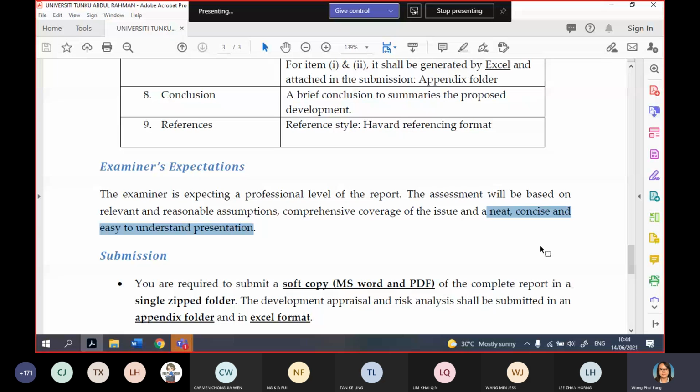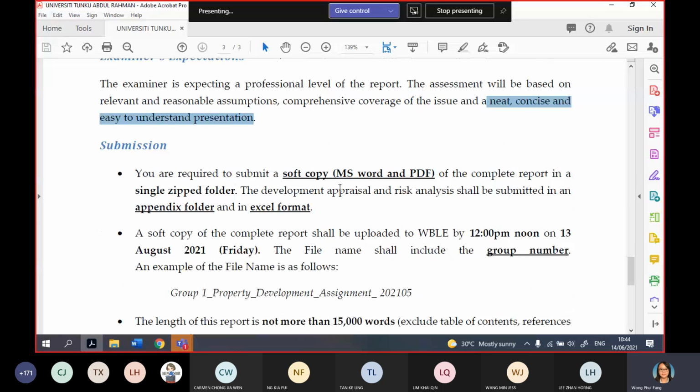You will score very low marks for your assignment. Just remember, quality is more important than quantity. At the end, you have to submit a soft copy. I need two formats, MS Word and PDF. You can submit in a folder, a zip folder.